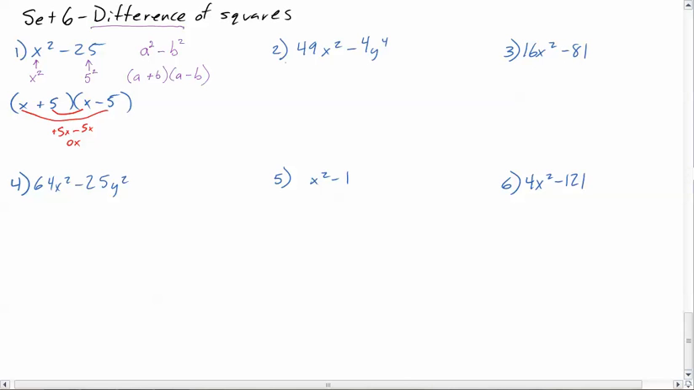So let's look at this one. The first thing we should do is look for a common factor. 49 and 4, nothing common. X and Y, nothing common. So, oh well, let's see if this is difference of squares. And so I look at the first term, that's 49. That's 7 squared. I look at this one, so that's x squared. I look at this one, that's 2 squared. And I look at the y to the 4th.